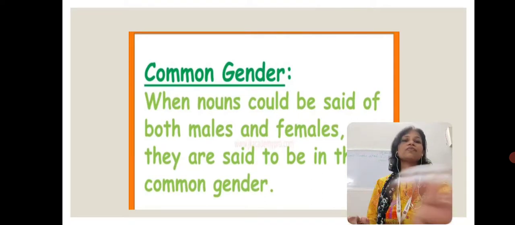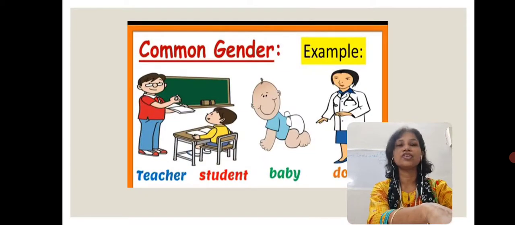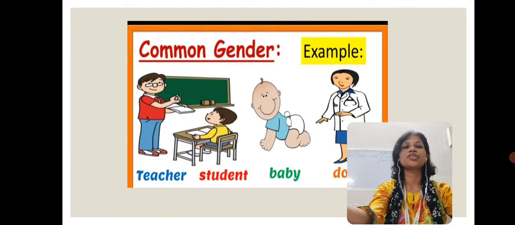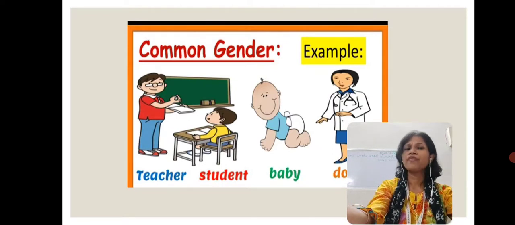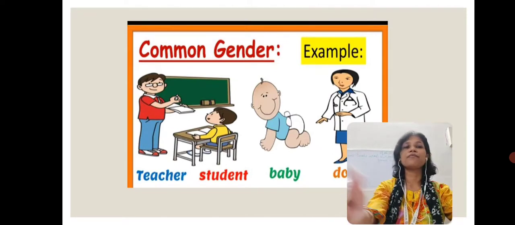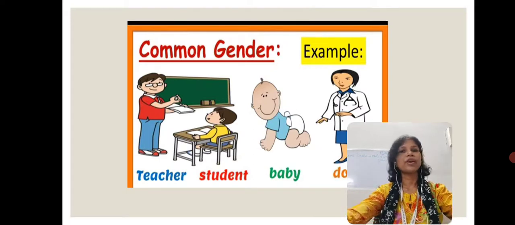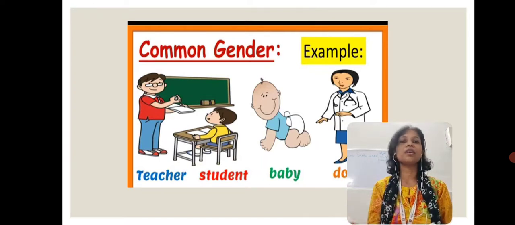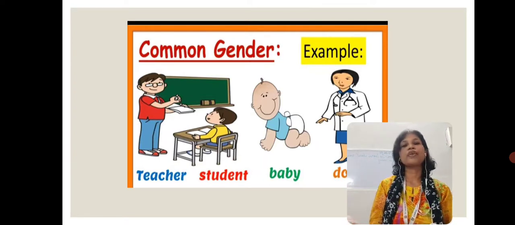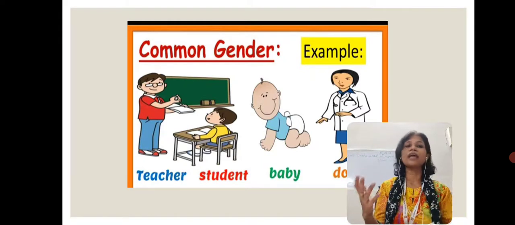Which are the nouns? For example, teacher. Yes, T-E-A-C-H-E-R, teacher. When we say teacher, a teacher can be a male, but it can be a female also. We never say a male teacher or a female teacher. We always say teacher. Fine. Student, like you all are students. A student can be a girl also, a boy also. So it refers to common gender. That means it is common to both the boys and the girls.